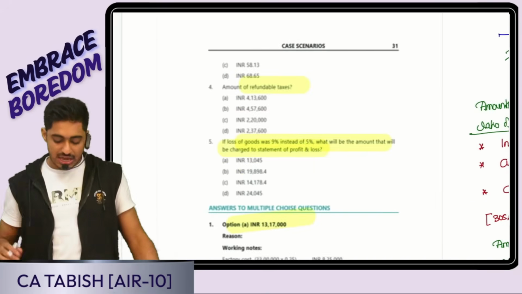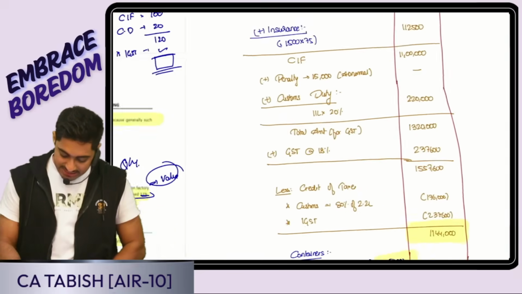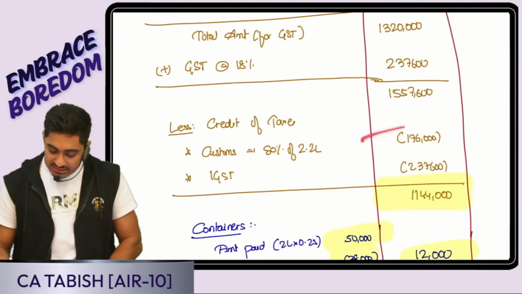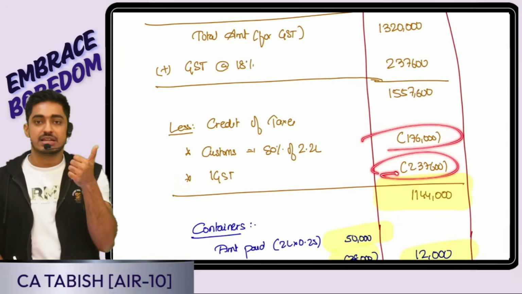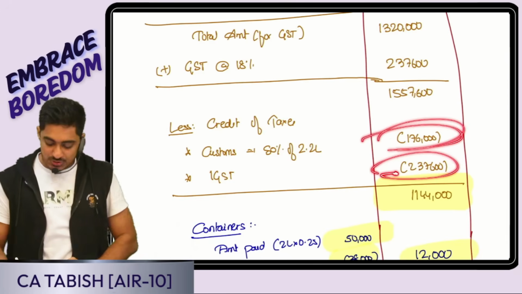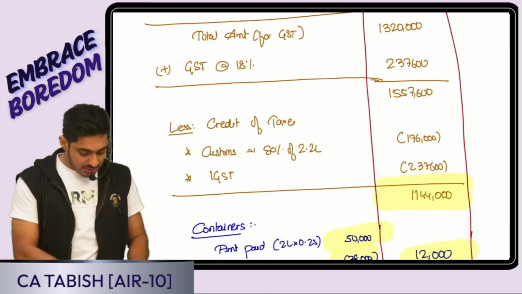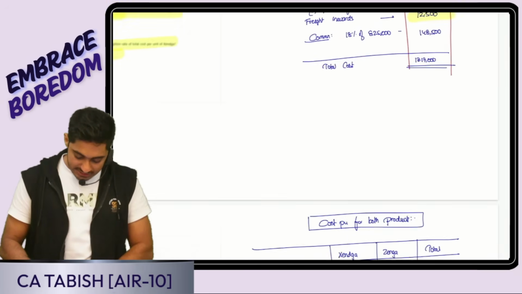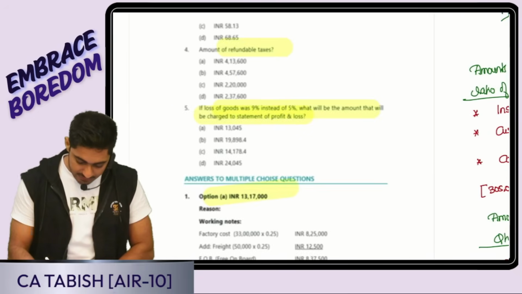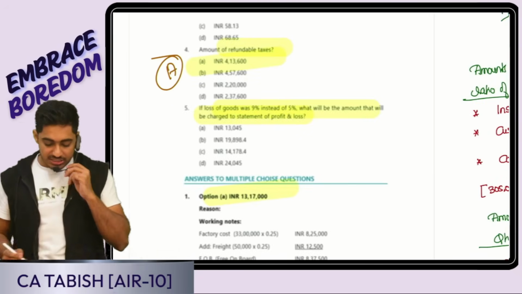Now what else do you have? What is the amount of refundable taxes? Tell me, students, in total how much tax will be refunded? IGST complete, 2,37,600, I'll be getting as a refund. Customs duty 220 I have paid, 80% of which is 176, I'll be getting as a refund. So the total amount of refundable taxes is 2,37,600 plus 1,76,000, which comes to 4,13,600. Yes or no, everyone? 4,13,600. Fine. We have the last requirement.